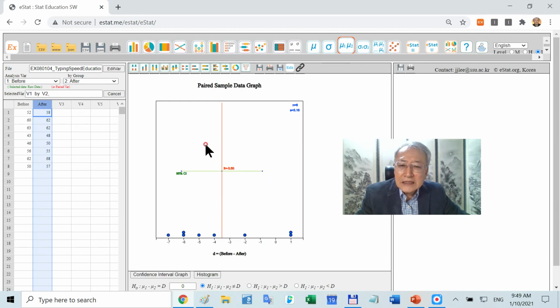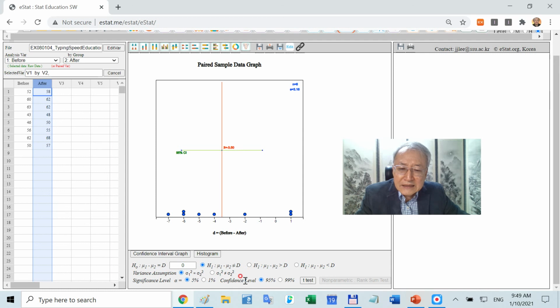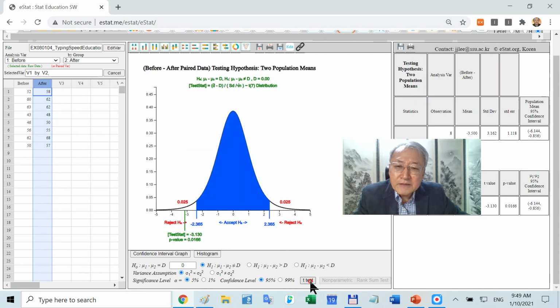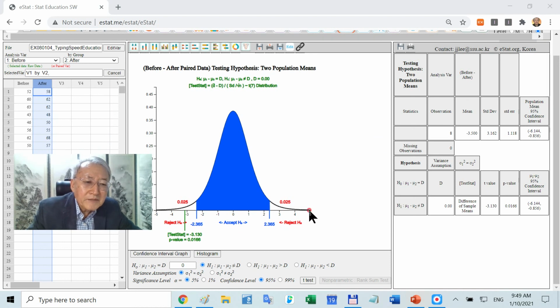Then it shows the dot graph of the difference data. Then you just click the t-test at 5%. If you click this, it shows a result like this. It should be rejected. Here's the output for that. This is the paired comparison case. Here are the test statistic and p-value. It shows you have to reject H0, because the p-value is very small.